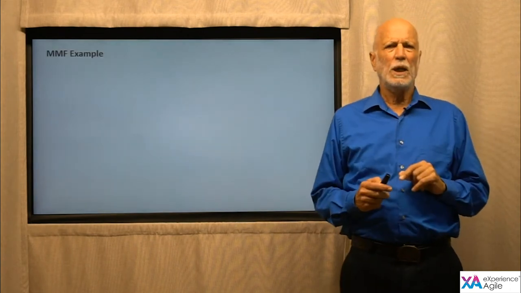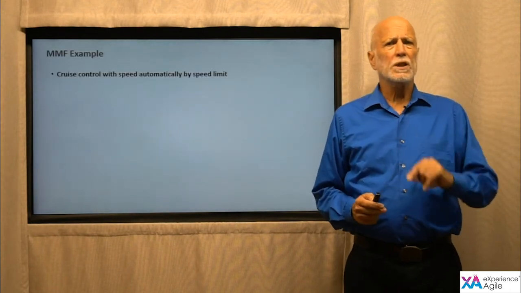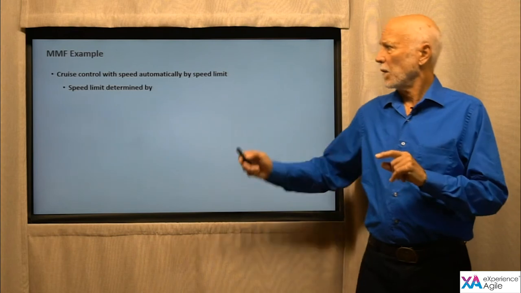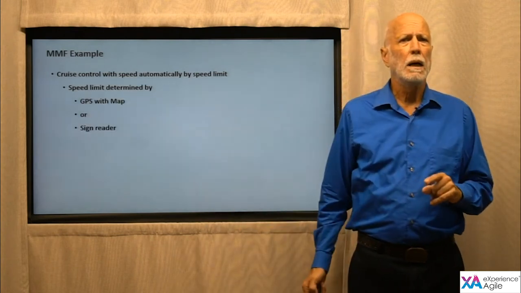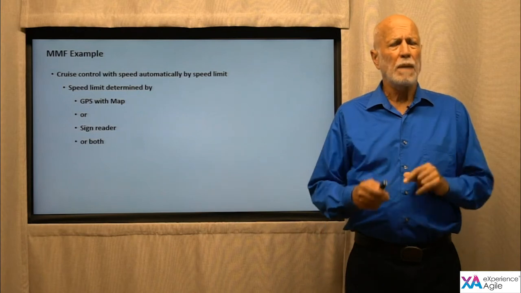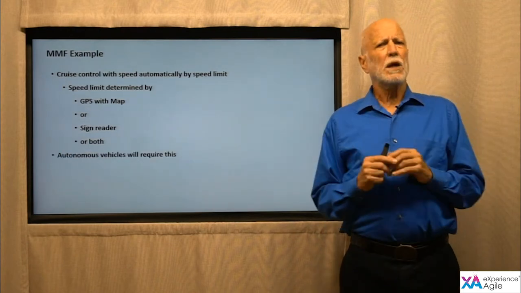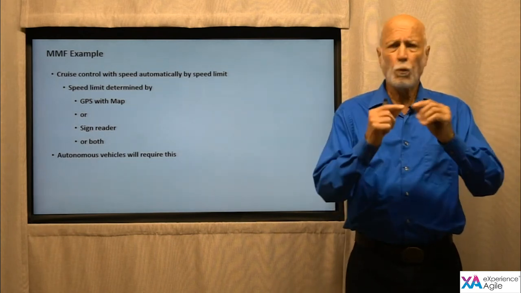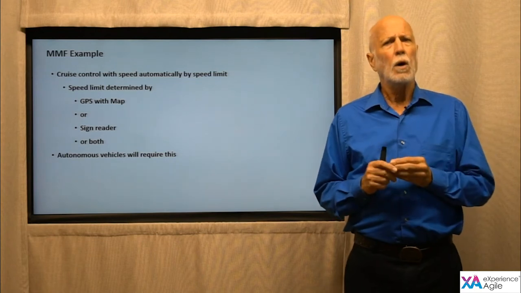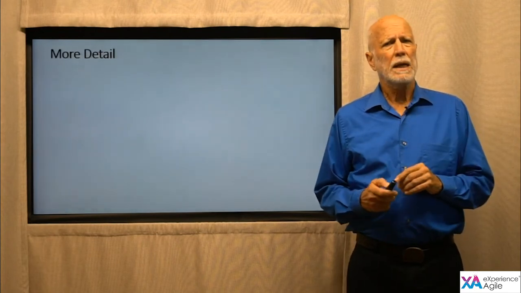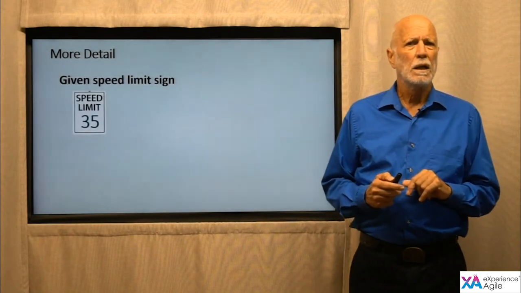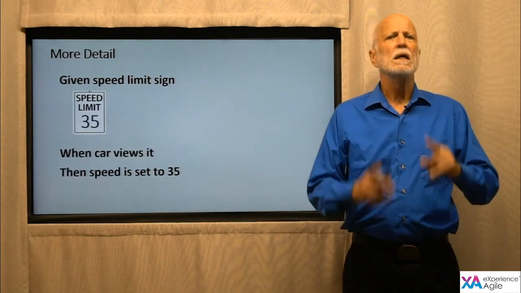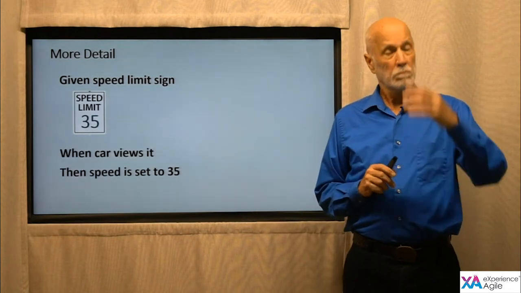So let's give an example here of an MMF. A cruise control with the speed automatically set by the speed limit. And that speed limit is going to be determined by either GPS with a map, or maybe a sign reader, or maybe both. Well, it turns out autonomous vehicles are going to require this. Why? Because Elon Musk doesn't want to pay traffic tickets for every Tesla on the road. So now, let's come up with a little more detail. Given speed limit sign is 35, when the car views it, the speed is set to 35. That's our feature.